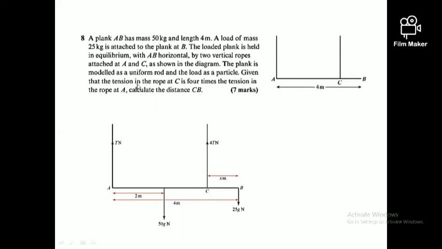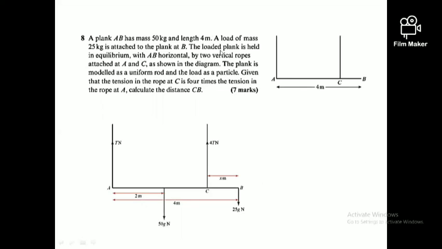If you come up with question number 8, a plank AB has a mass of 50 kilograms, length 4 meters, still don't know whether uniform or non-uniform. A load of mass 25 kilograms is attached to the plank at B. So you can mark 25G downwards over here.